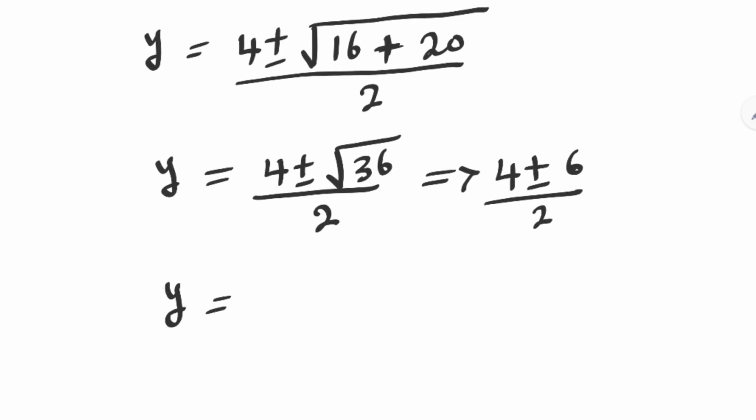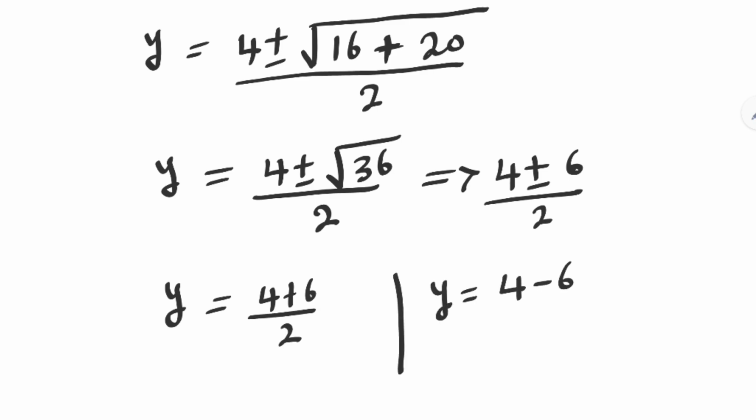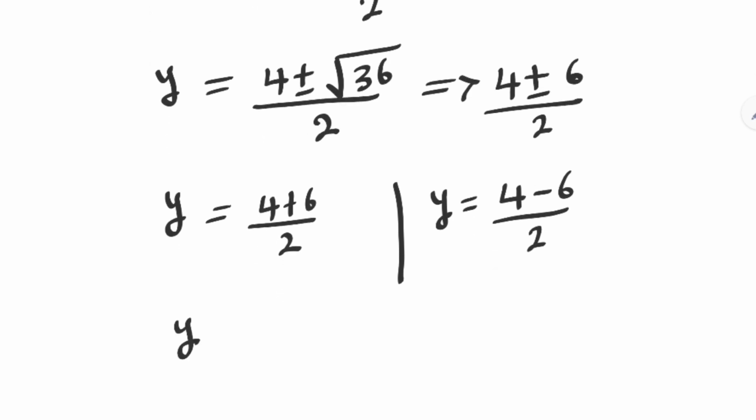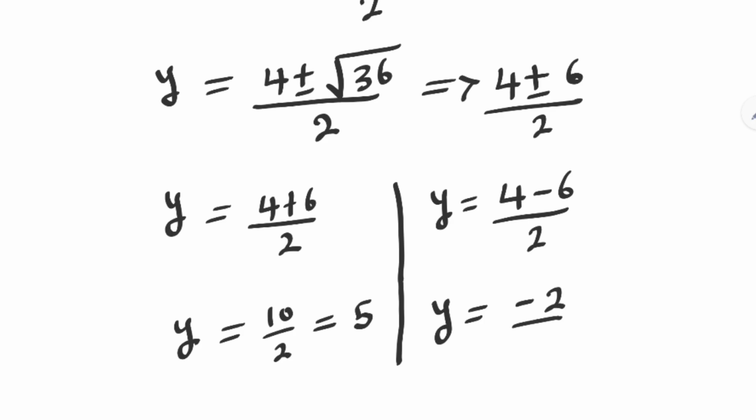y is equal to 4 plus 6 over 2, or y is equal to 4 minus 6 over 2. y is equal to 10 over 2, this is equal to 5, or y is equal to minus 2 over 2, which is equal to minus 1.